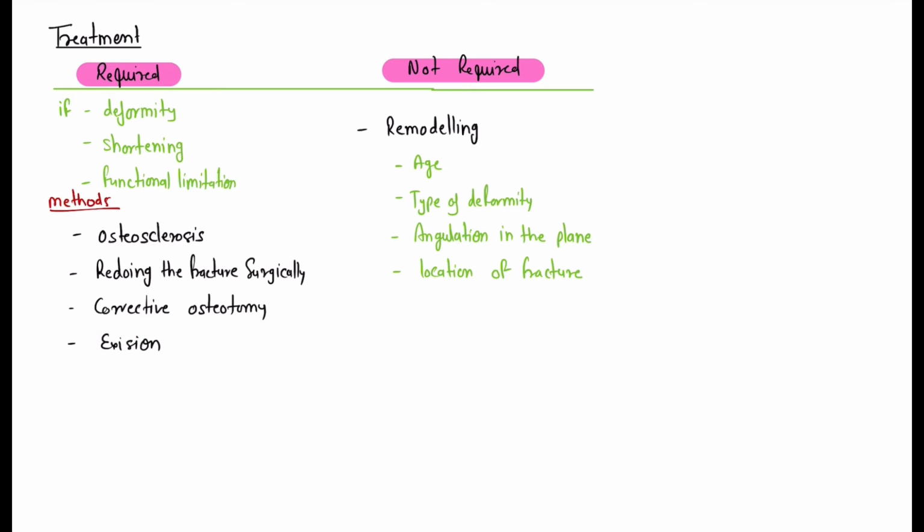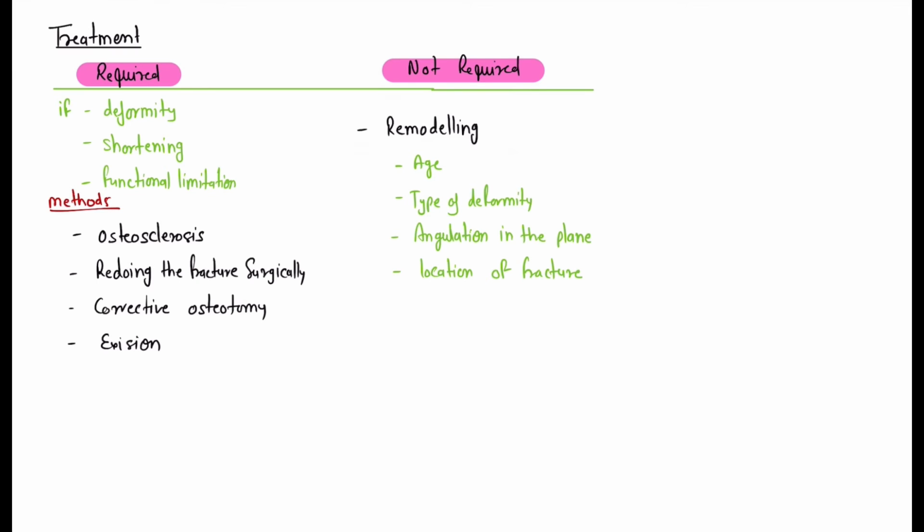And when we will not require treatment: if a small deformity is there, a malunion which is not giving us a significant deformity, the remodeling function of the bones will take care of that. Then we can leave it for the remodeling.